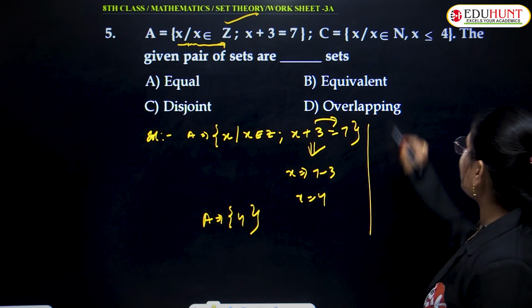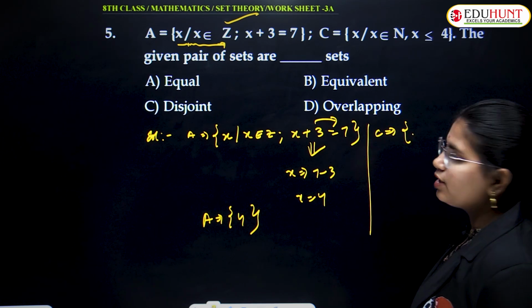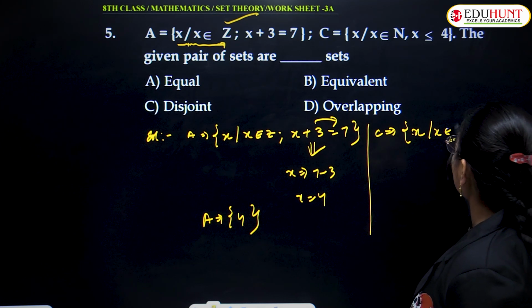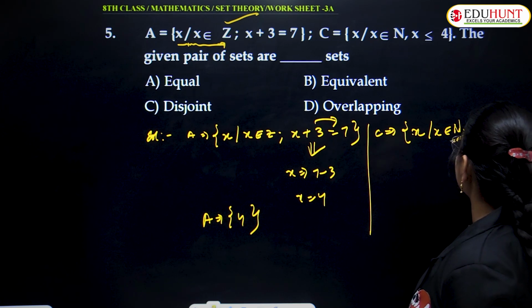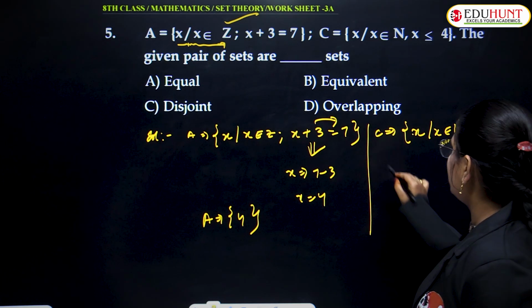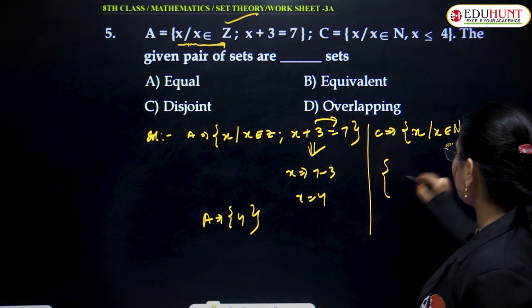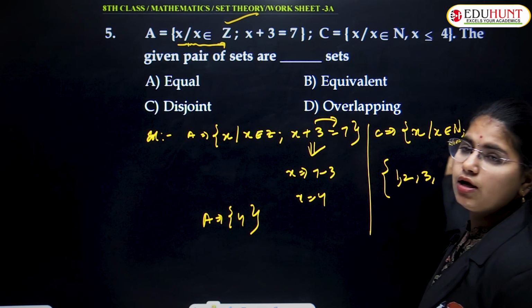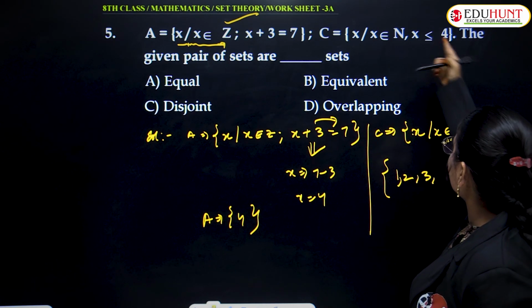So write down the other one. See, write down the elements of set C over here. You are taking X. X is a natural number, set of all natural numbers, and X less than or equal to 4. So natural numbers start with 1. So X less than 4 means it starts with 1, 2, 3, and hence 4 is also included because you have less than or equal to.